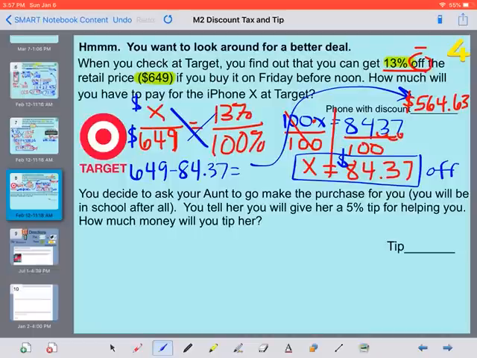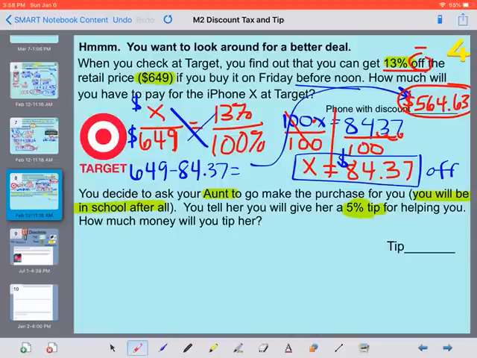But if it's Friday at noon or before noon, you're at school. So you decide to ask your aunt to make the purchase for you because you'll be at school after all. You tell her you'll give her a 5% tip for helping you. How much money will you tip her? So this one you need to be careful with because you are only paying $564.63. So 5% of that is what we're looking for.